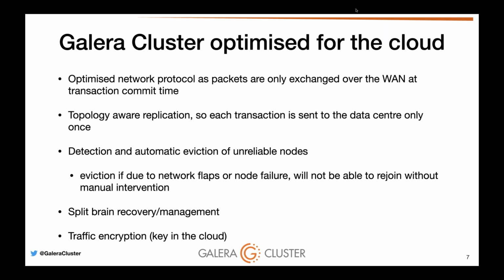But you can set up segment 1 and segment 2 as well. So you have a 9-node Galera cluster. Of course, we detect and automatically evict unreliable nodes. So if you have a flappy network or node failure, and it keeps on getting disconnected, there is no chance that it will actually rejoin automatically. So you, as a database administrator, need to go in and do some manual intervention right there. So it's actually not too hard for you to do.